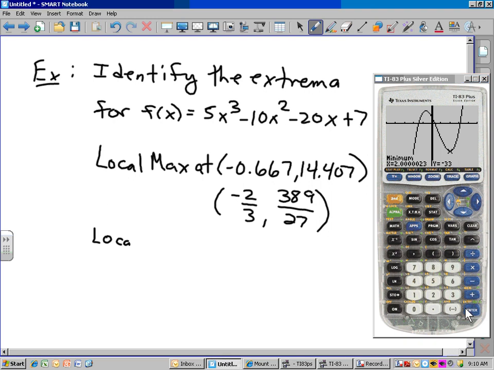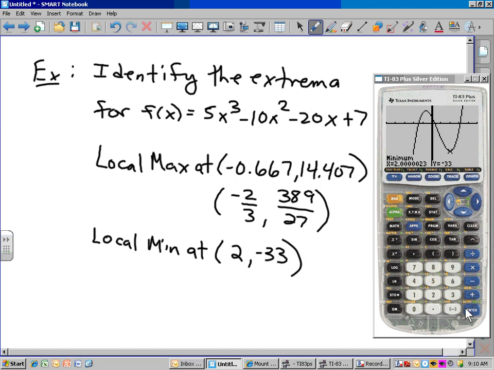All right, now this one's looking much better. Local min at, it looks like to me, 2, negative 33. Again, I actually calculated this. I know it's 2, negative 33. This rounds to 2. I couldn't mark it wrong if you put 2.000. So if you want to do that, that's fine.